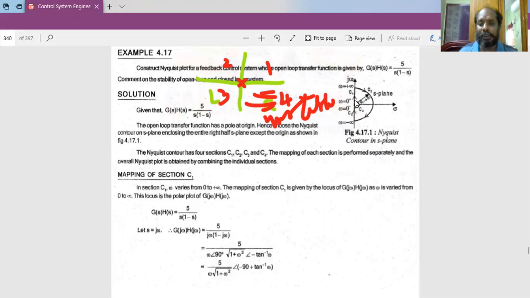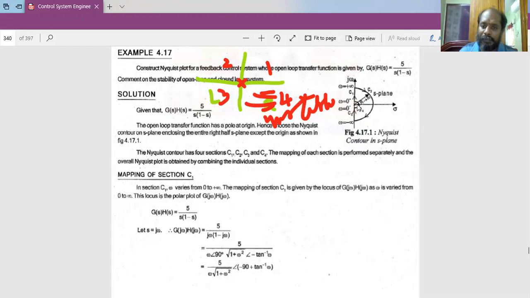So we have 4 sections: C1, C2, C3, and C4. C1 varies from omega equal to 0 plus, a little away from 0, to plus infinity. C2 changes its phase angle from plus pi by 2 to minus pi by 2. C3 varies from minus infinity to 0 minus, slightly deviated from its 0 value. And C4 varies its phase angle from minus pi by 2 to plus pi by 2.